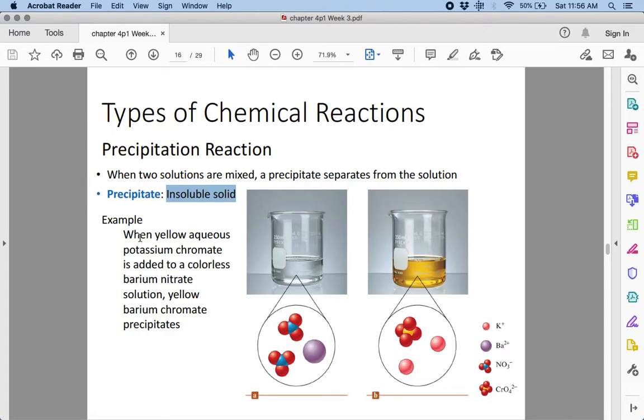So here we have an example. When an aqueous solution of potassium chromate, that's this guy right here, is added to the colorless solution of barium nitrate, we get barium chromate, a yellow solid that forms a precipitate. So that sits at the bottom. If we took both of these beakers of solutions and poured them into a new beaker or poured one into the other and mixed them around, we would produce a yellow solid.